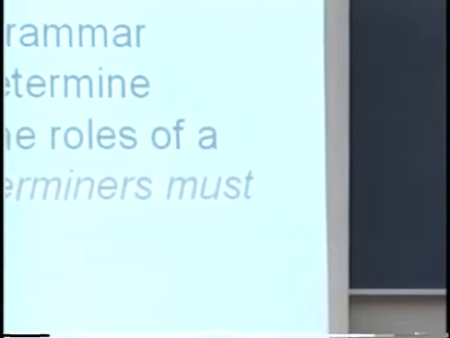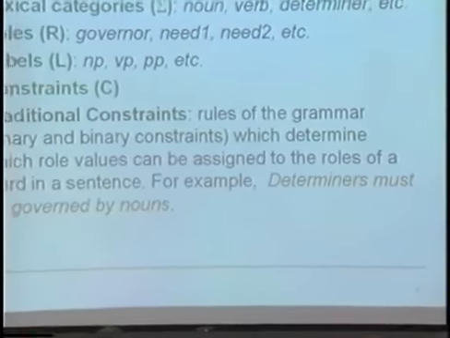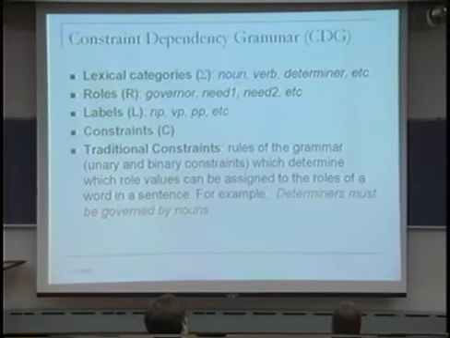An example of a traditional constraint would be determiners must be governed by nouns. So we're going to use the notion of government. We have roles: governor, need one, need two. The governor role keeps track of the dependency where something is pointing to its governor and has a particular function when it points to the governor. So for example, a determiner would point to the noun. The noun would be its head, and so it might have determiner and then the position of the noun that it's pointing to.